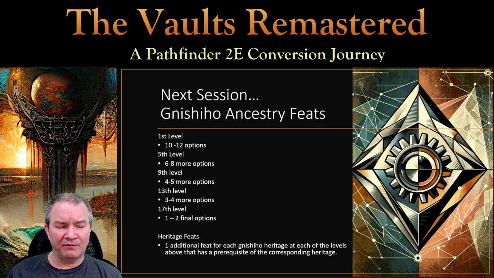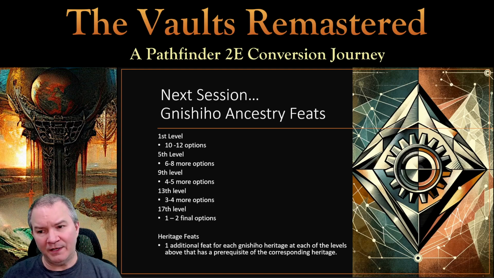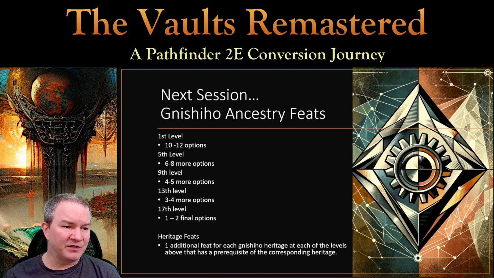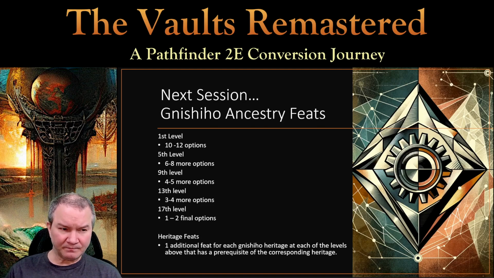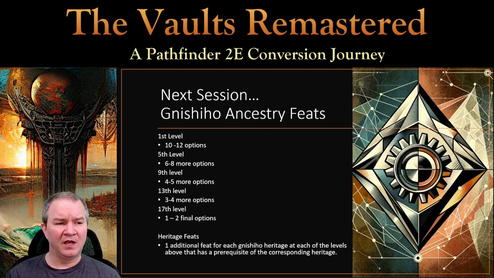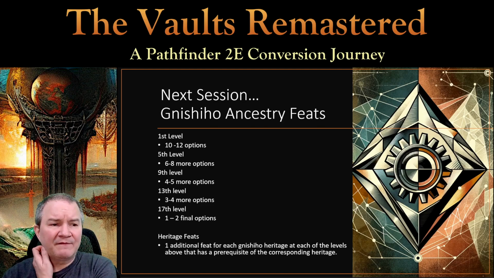A whole bunch of first level, fifth level, ninth, etc. Part of these options could be just the heritage feats, so this might be a little bit on the higher side, so maybe the lower numbers might be more logical. Because if I have 6 heritage feats here, then I might only need 6 or 8 non-heritage feats to flesh this out to get me close to that dozen number. And the same kind of idea here, I might not need all of these options. I can use some of these heritage feats as those options. Anyway, that's the plan for next session.